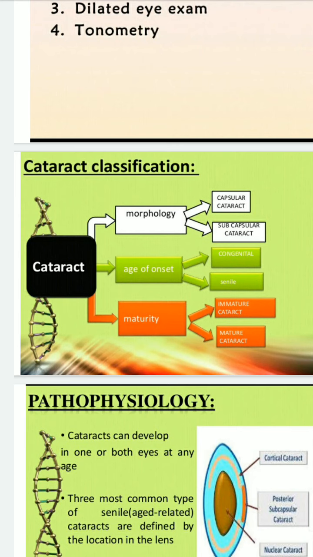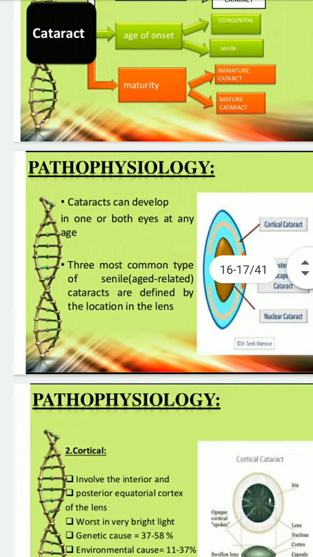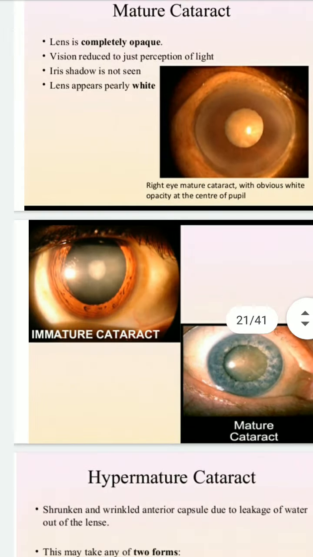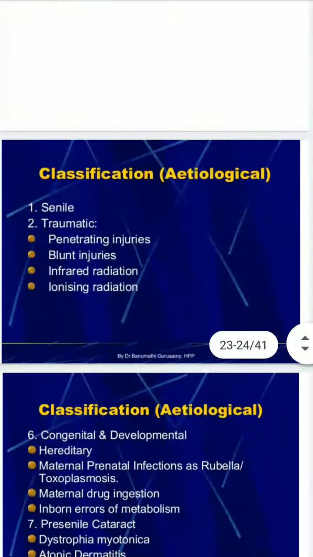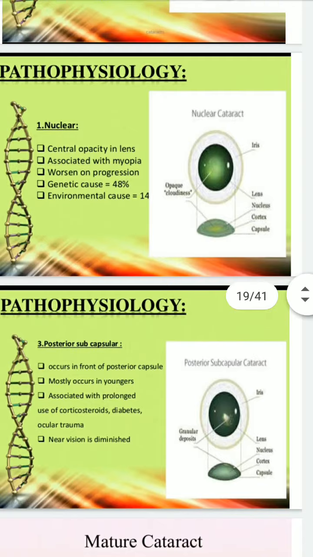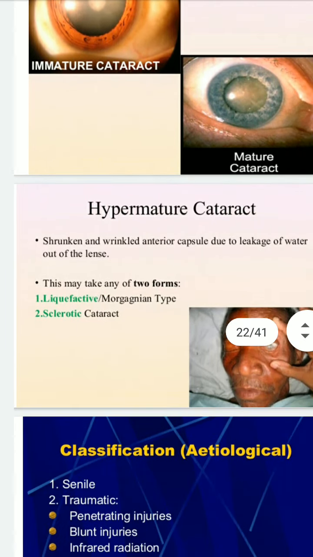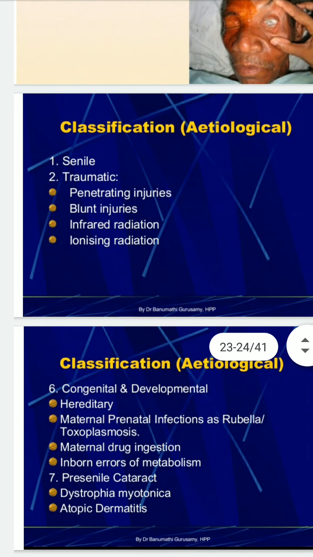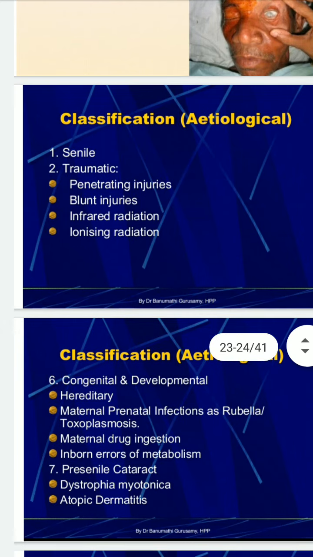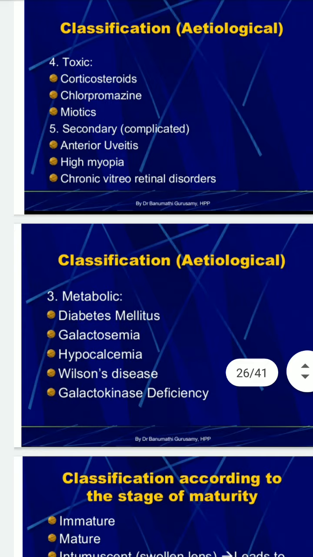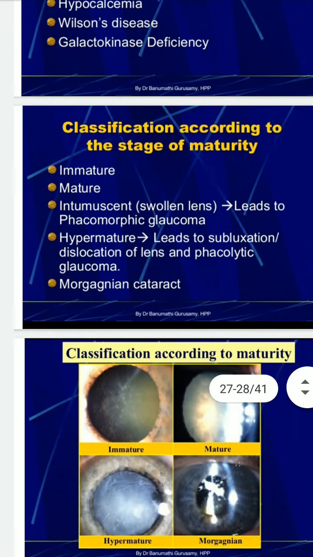In senile cataract there are mainly three types: nuclear, cortical and posterior subcapsular. Depending on the maturity, it is mature and immature, and also the hypermature cataract. And depending upon the etiological factors, it is mainly divided into traumatic, congenital, developmental, toxic, secondary, metabolic, etc.